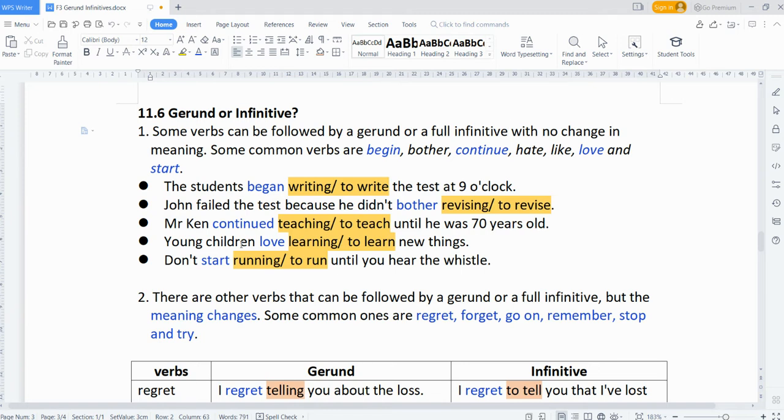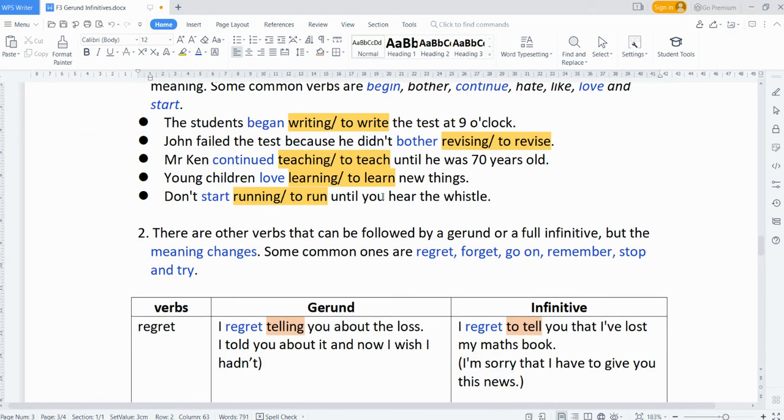Same meaning. Young children love learning. Young children love to learn new things. Don't start running or don't start to run until you hear the whistle. So these sentences, writing or to write, mean the same thing. They do not change in meaning.